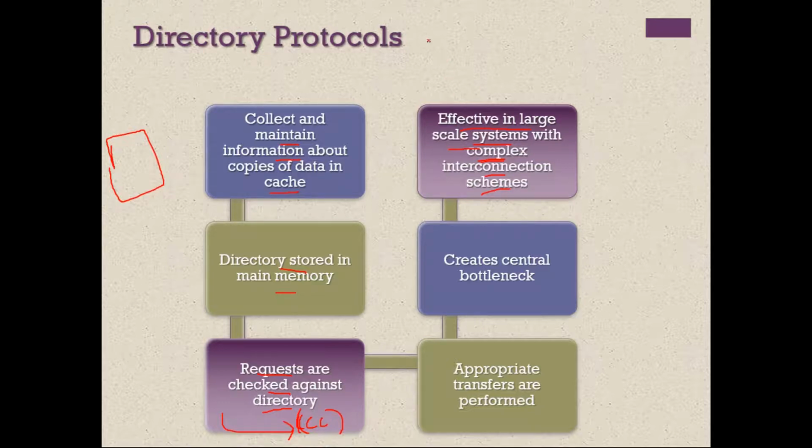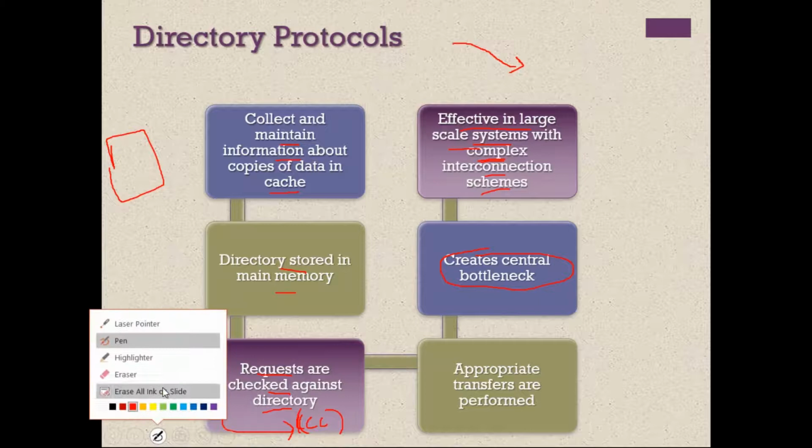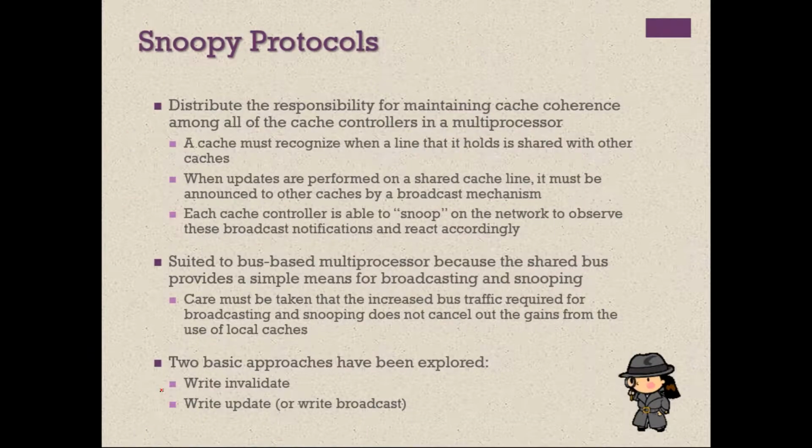Complex interconnection schemes, in the sense that all the processors should be interconnected properly, because when a processor requests data, it is not going to take it only from the main memory. Some other processor may also give it. So this protocol will be effective in a large scale system with complex interconnection schemes. But it may create a bottleneck, because all the requests should go to the centralized controller. These are some of the advantages and disadvantages of this model. So this is the directory based protocol, which is a centralized protocol.